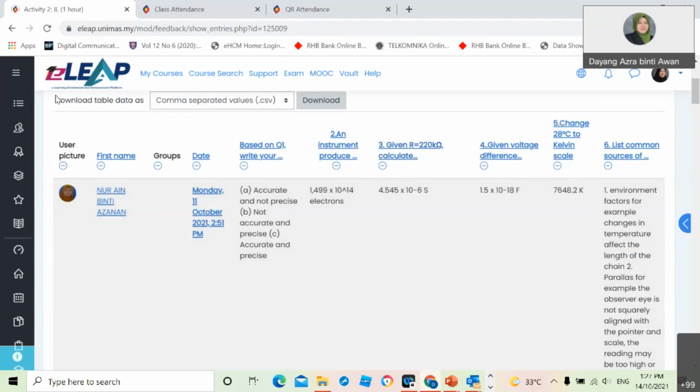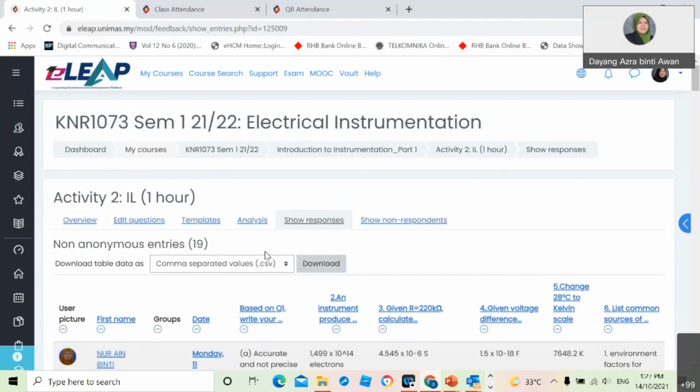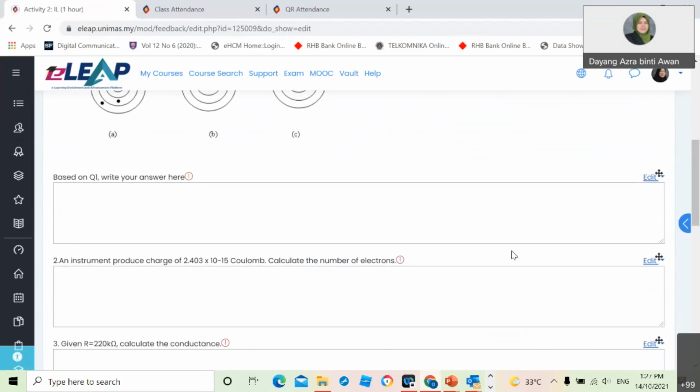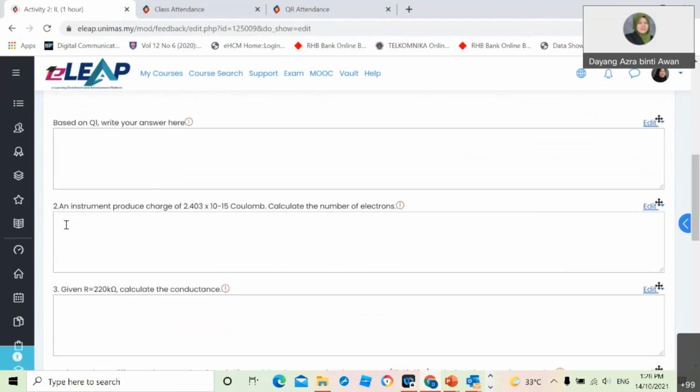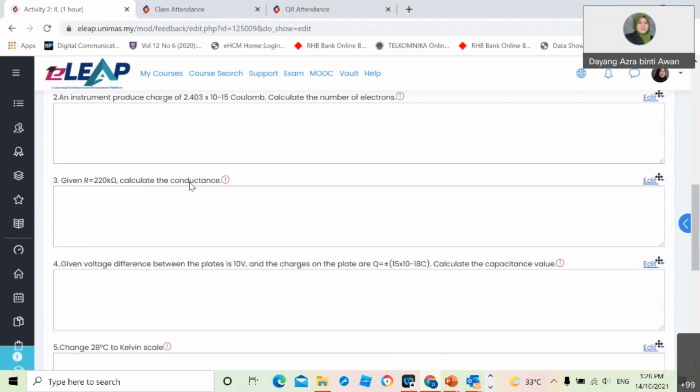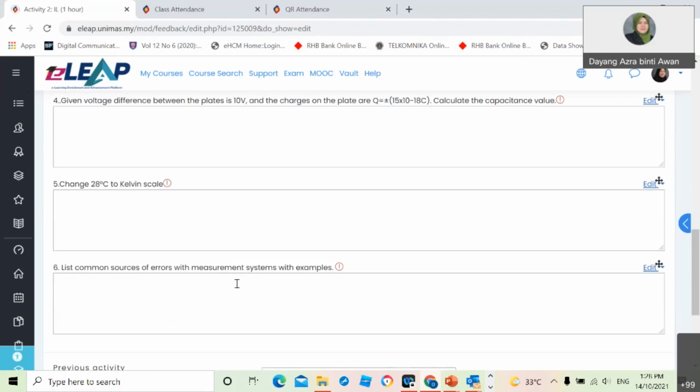Then the formula of this one. The second one is for the calculation of the Siemens. This one is 2.403 times 10 to the power of negative 15. And then we calculate the conductance, just vice versa. Then we have the capacitance value, 10 to the power of negative 18 divided by 10 volt. Then this one plus 273, and you get your answer.